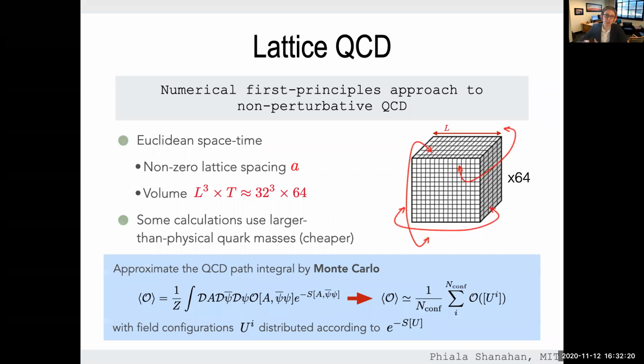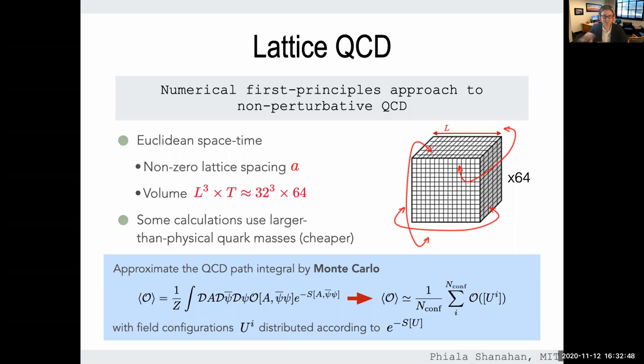So to put it in just a little bit more technical detail, we have a Euclidean space-time lattice with, of course, some non-zero lattice spacing and some finite volume. And you have to take the limits as the spacing becomes small and the volume becomes large to match to continuum QCD. And some calculations, and some of the ones I'll talk about, use larger than physical quark masses simply because it's computationally more efficient. You have to invert a lot of matrices that get close to being singular as the quark mass gets lighter.